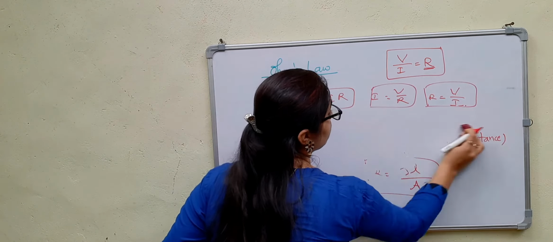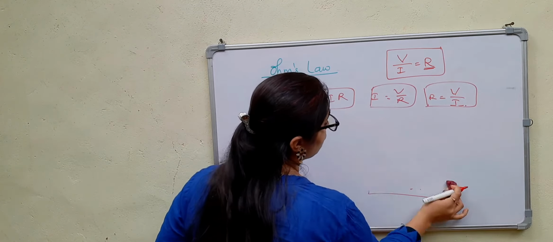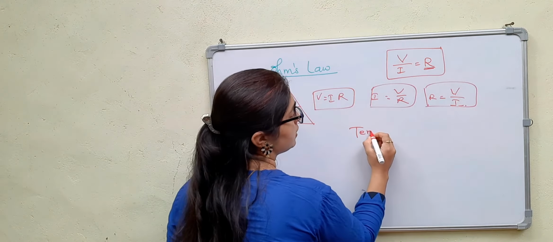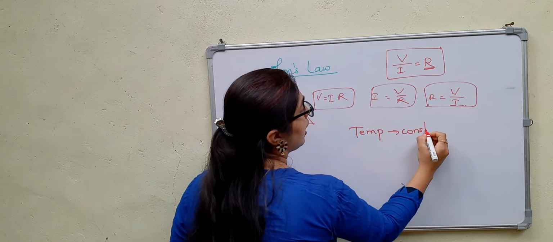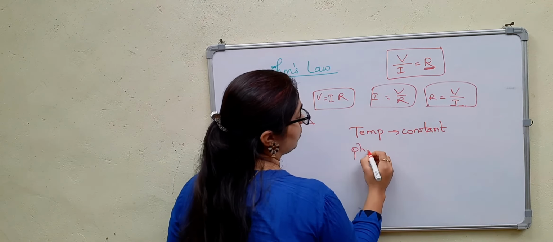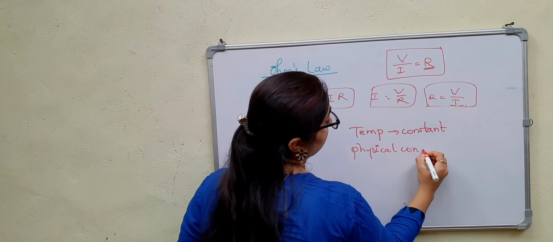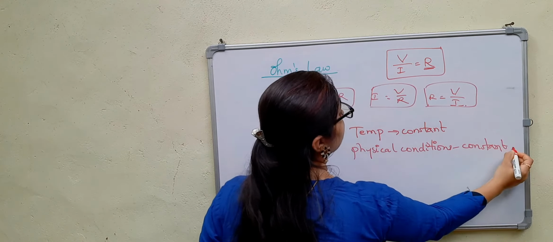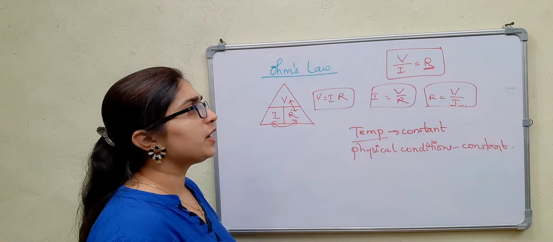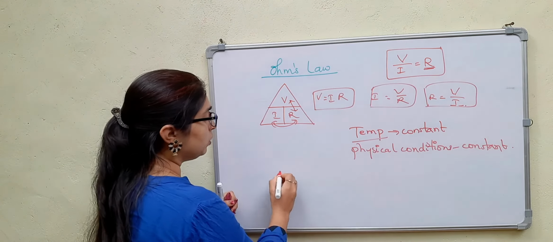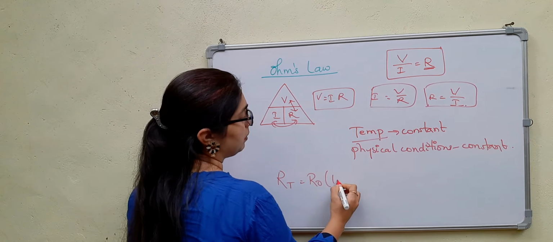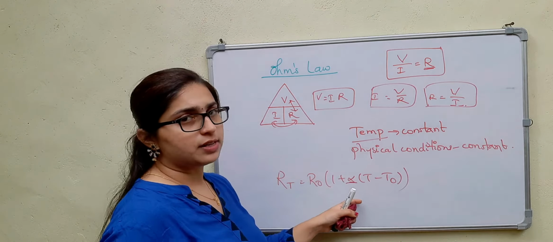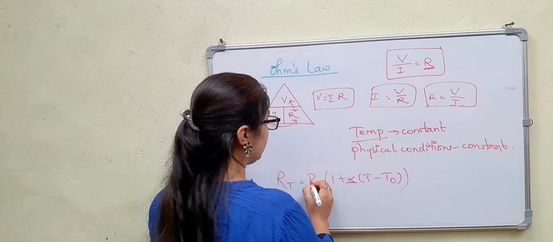It already stated that the current is directly proportional to the potential difference across its ends, provided that the temperature should be constant and also the physical conditions should be constant. See what happens if the temperature varies. When the temperature varies, your resistance also varies, because we know that R_T is equal to R naught into 1 plus alpha of (T minus T naught). Here alpha is the temperature coefficient of resistance, and this is the resistance.